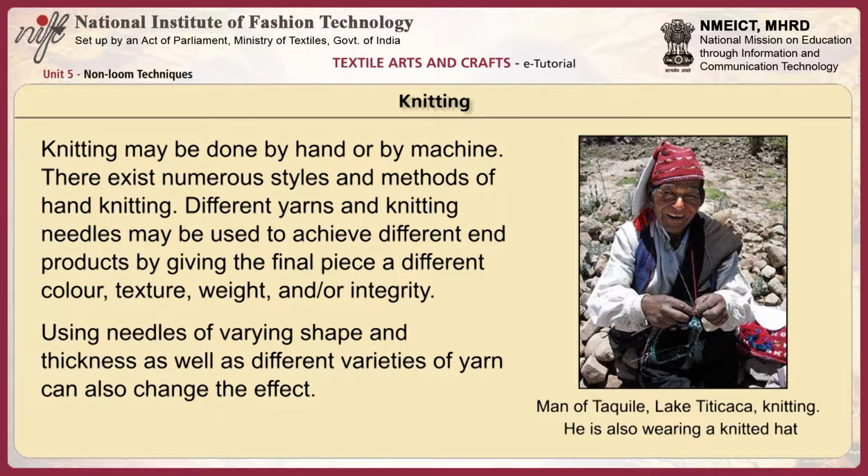Knitting may be done by hand or by machine. There exist numerous styles and methods of hand knitting. Different yarns and knitting needles may be used to achieve different end products by giving the final piece a different color, texture, weight, and/or integrity. Using needles of varying shape and thickness as well as different varieties of yarn can also change the effect.